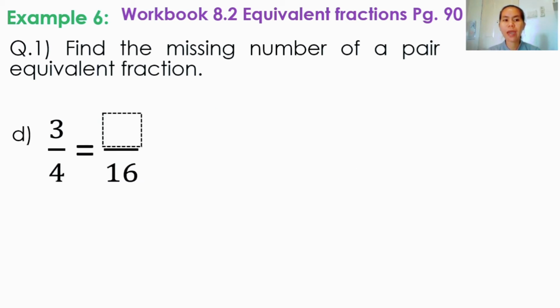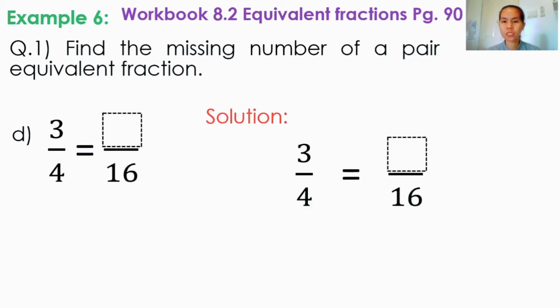Another example, we have 3 over 4 is equal to blank over 16. Again, we will start with the denominator. So what are we going to do with number 4 to make it equal to 16? Yes, we will multiply 4 by 4. 4 times 4 is equal to 16.